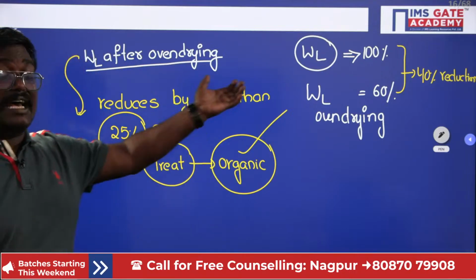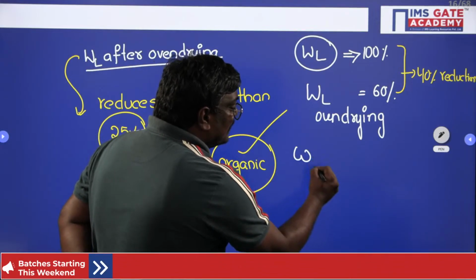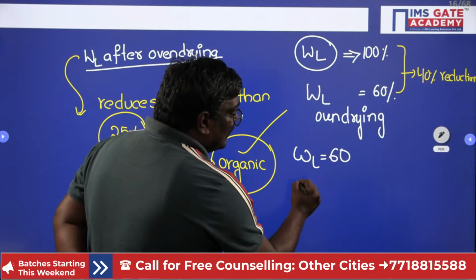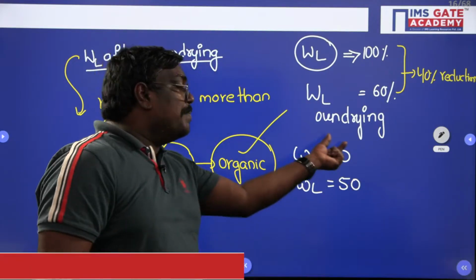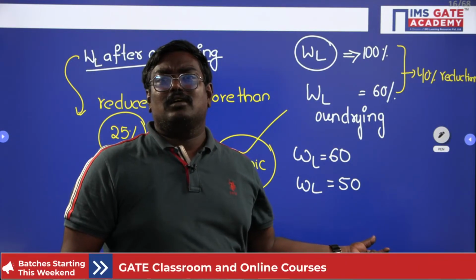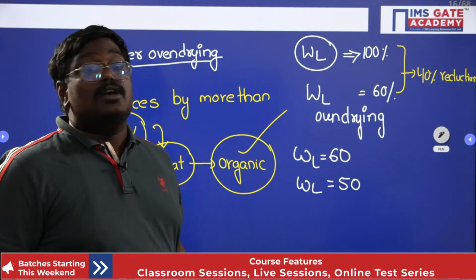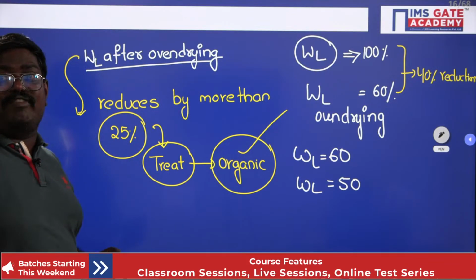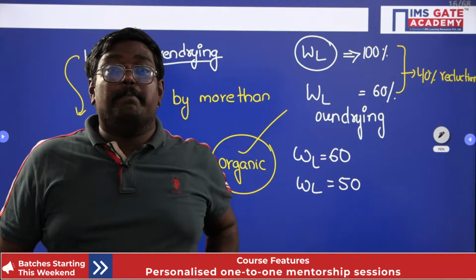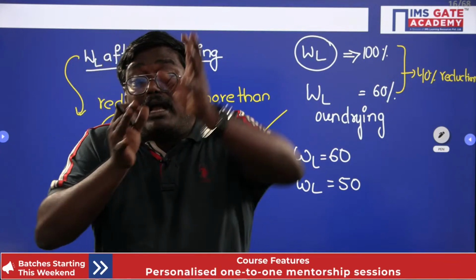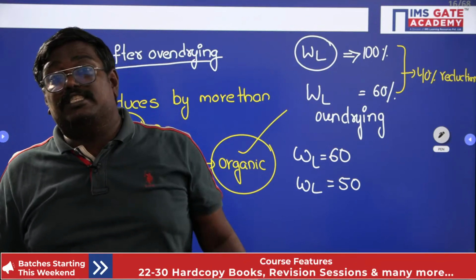See, the reduction is very important. Suppose the liquid limit is 60 and the liquid limit after oven drying is some 50. So, how much percentage is it reduced? It is not 25% reduced. So, if it is not reduced by more than 25, then it is treated as silt. This is very, very important. You have to compare with the initial value. Most of the people will make this mistake.